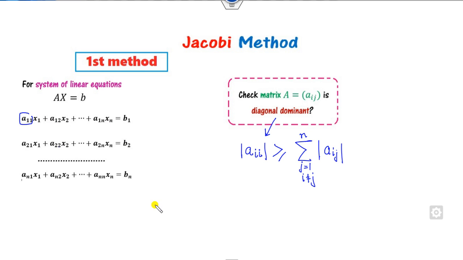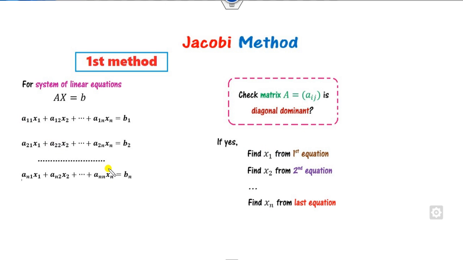That means if you consider A11, the absolute value of A11 must be greater than the sum of the remaining elements A12 plus A13 plus so on up to A1n. Similarly for the second row, similarly for the nth row. Make sure firstly it is diagonally dominant. If it is diagonally dominant, then only this method is applicable, otherwise not.